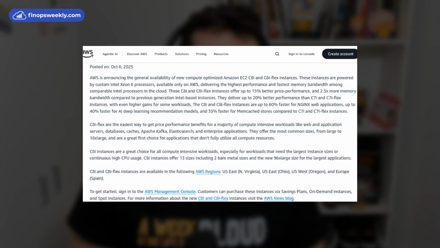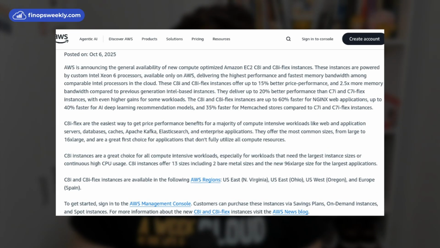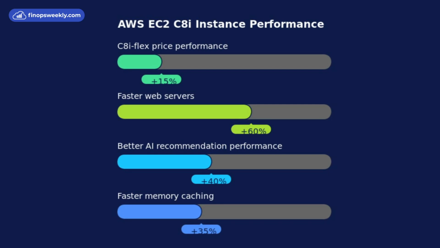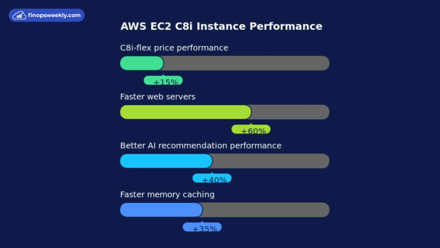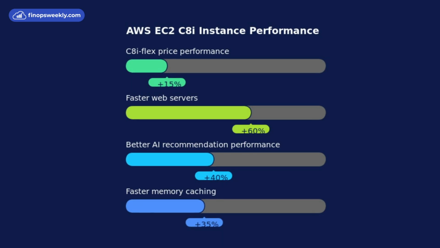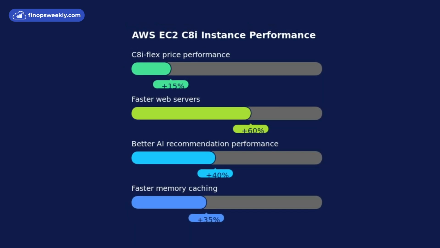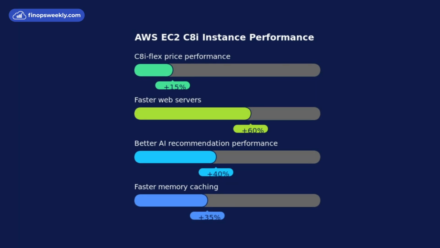Now with EC2 instances, we have the C8i instances and C8i Flex instance release. It provides a 15% better price performance, 60% faster web servers, and 40% better AI recommendation, plus faster memory caching up to 35% compared to the C7i family. So if you were using the 7i family, definitely take a look at this new version and hopefully you can save some money and increase your performance.